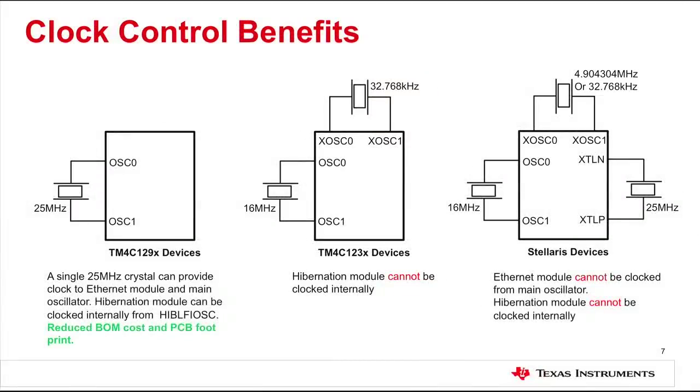The new clock distribution tree provides clock to most peripherals from a single clock source. Let me explain this further. Take a look at the illustration on the screen. Only one single 25 MHz crystal can provide clock to Ethernet module and the main oscillator. Hibernation module can be clocked internally from the hibernation low frequency oscillator. This results in reduced BOM cost and PCB footprint. Comparing this with the TM4C123X devices, separate crystals are required to generate system clock and hibernation clock. The clock control provides significant benefit when compared with the legacy devices where 3 separate crystals were required.